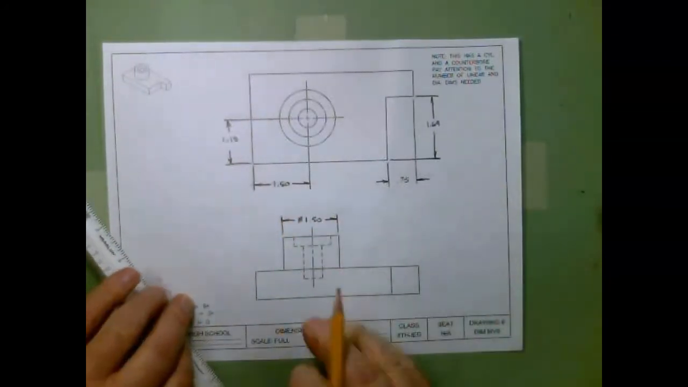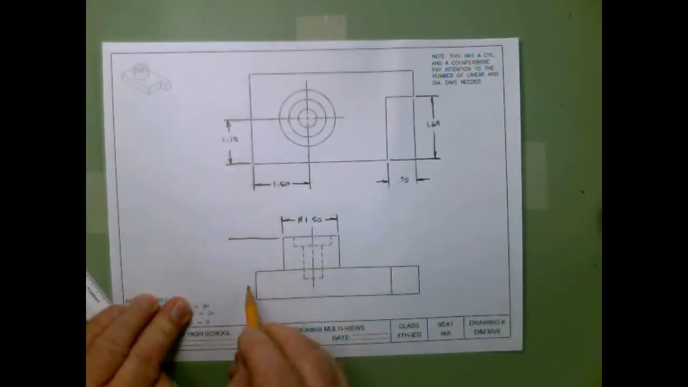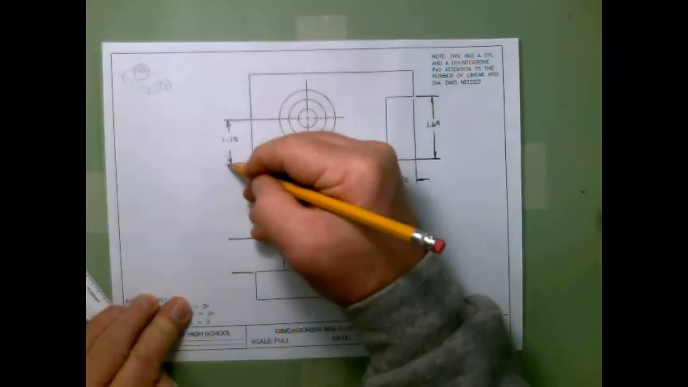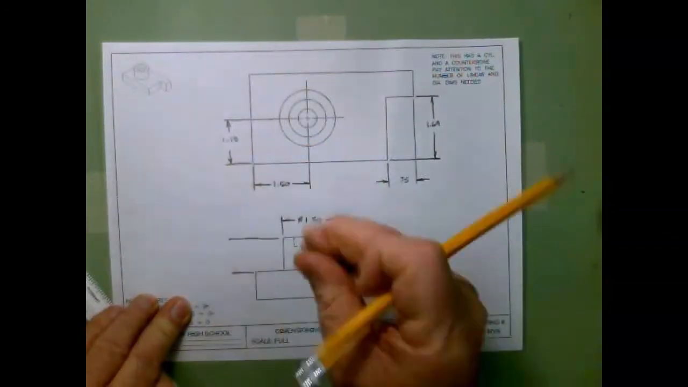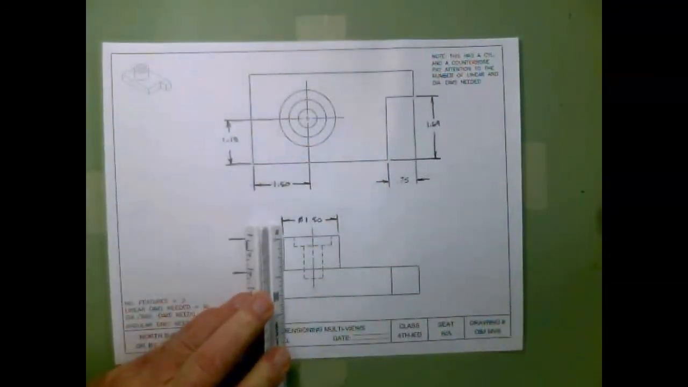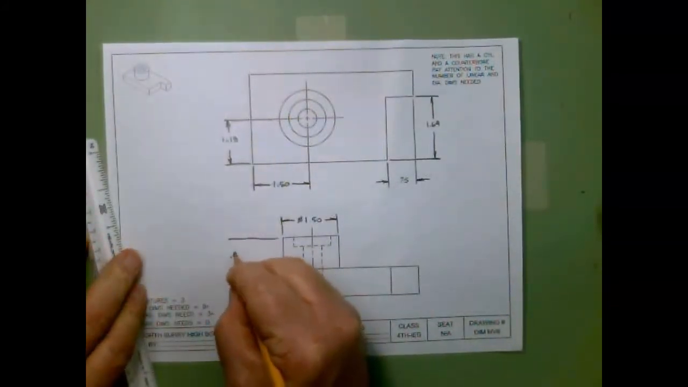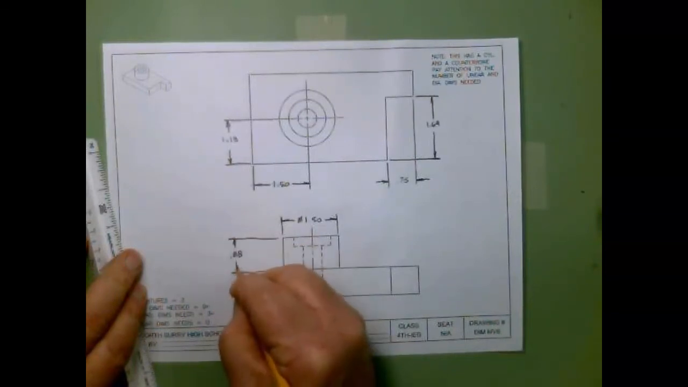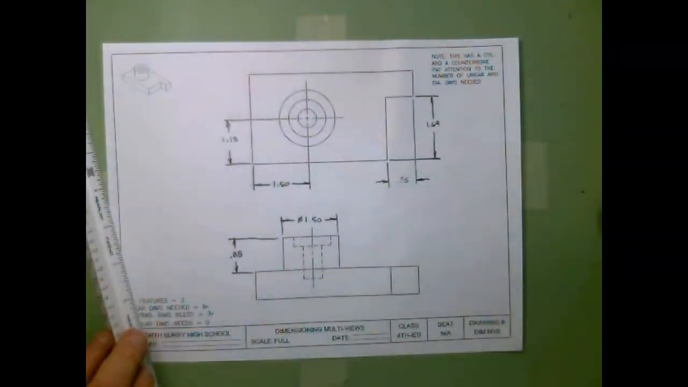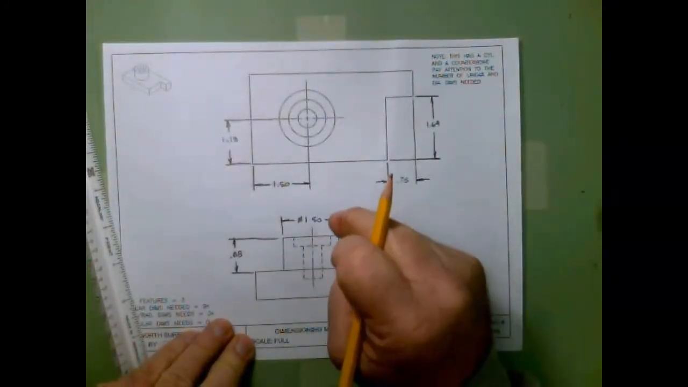Okay. How tall is the cylinder? Ooh, I need another number. Line it up with that one. Okay. Height of the cylinder is 7/8, 0.88. There we go.